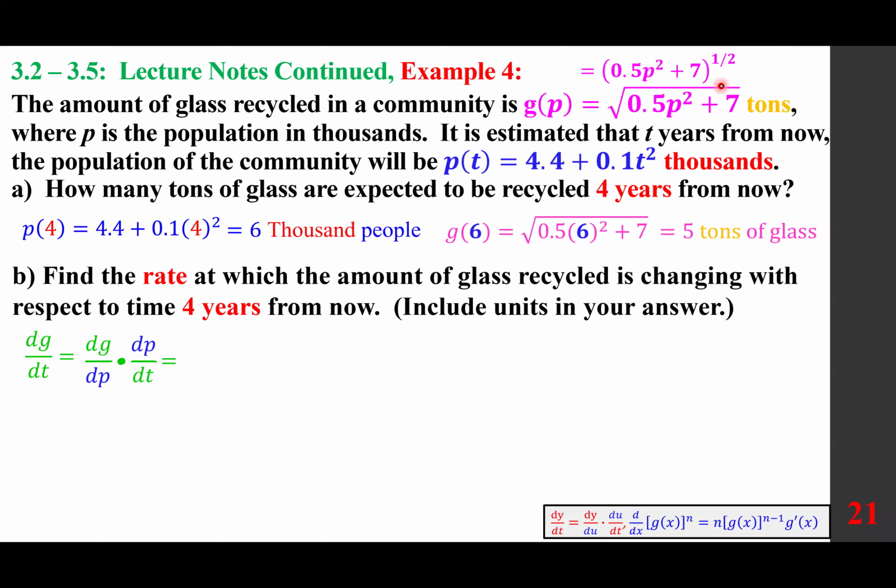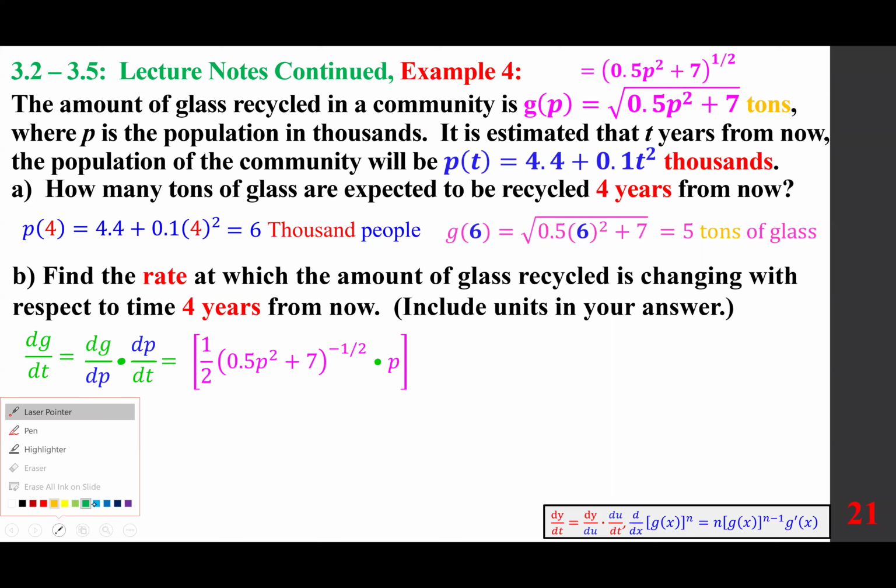And now the derivative of this piece follows this. 1/2 sits in front, the same thing to the power of negative 1/2 times the derivative of the inside, 0.5 times 2P, makes it P. So to recap, we are differentiating this, everybody. That's dG/dP. So first you have the 1/2. Then you have the same thing to the power of 1/2 minus 1, or negative 1/2. Then the derivative of the inside is 0.5 times 2P. 0.5 times 2P is P.